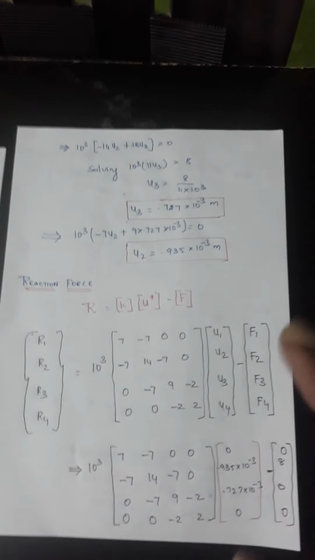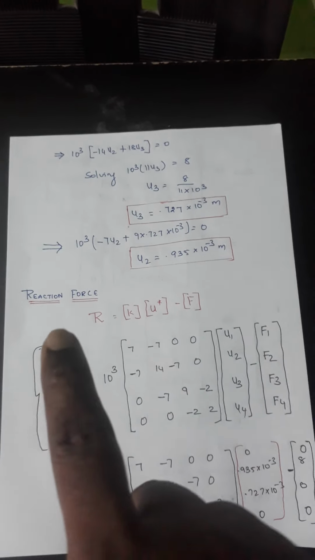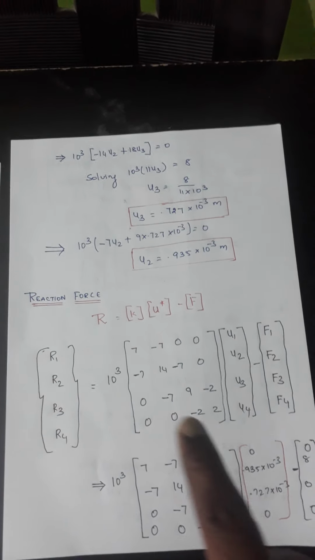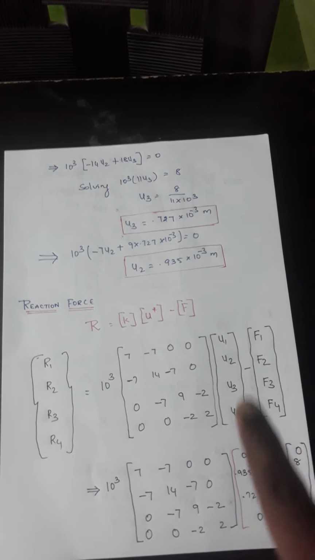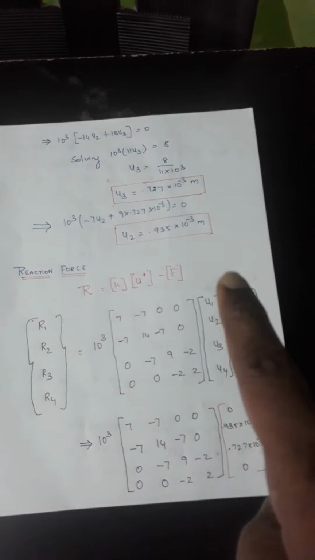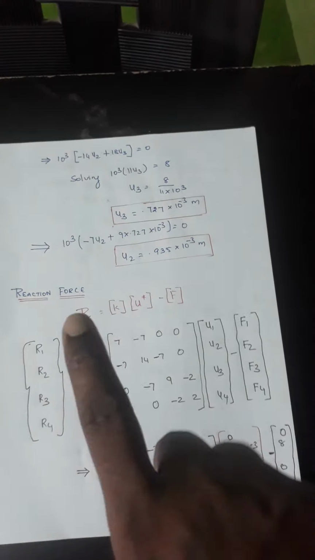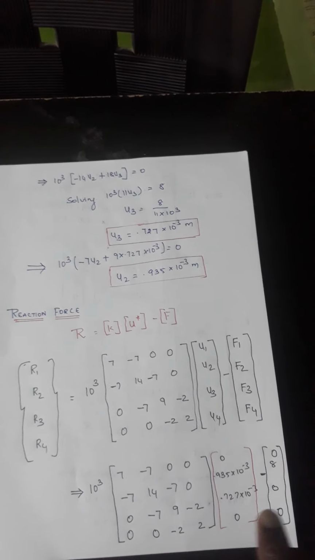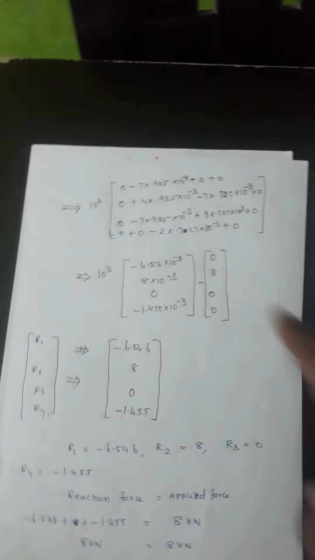Now again they have asked for the reaction force. R is equal to K U star minus F. So from here the reaction force is found. The stiffness matrix is this one, with U1, U2, U3 and F1, F2, F3 as the body forces. Now we have to apply all the values that you have found in the previous pages. So I have applied all the values and now I am finding R1, R2, R3.